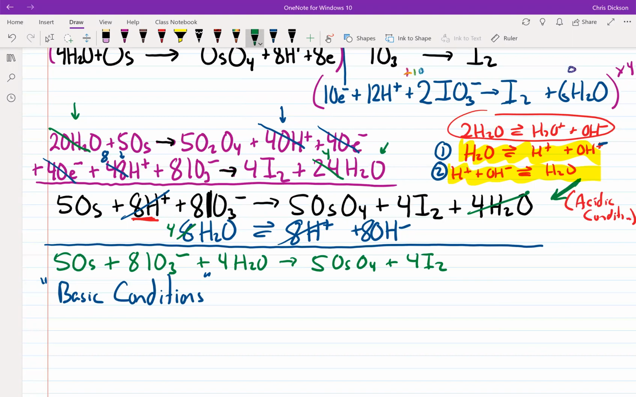The waters are gone, the hydrogens are gone, but I have to be careful. It's not 8 H minuses. It's plus 8 OH minus. And if you count all the atoms and ions and charges, you'll see that it's balanced. So what I would say is balance under acidic conditions using the half-reaction method, so that'll always get you to acidic, and then use the water reaction to convert to basic conditions.